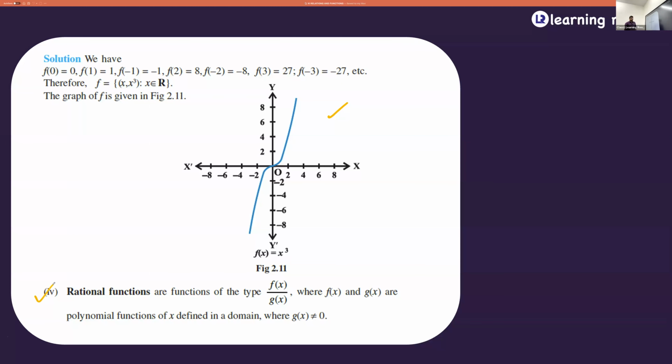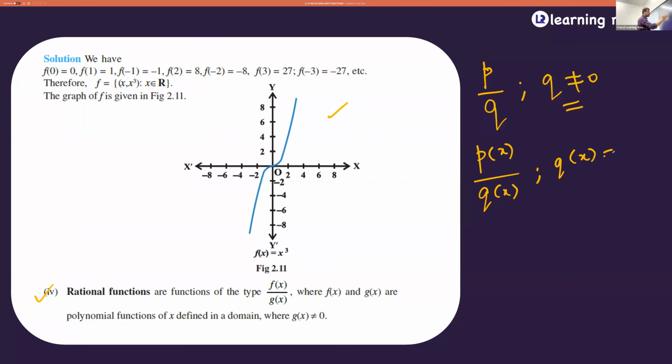So the next type of function that we need to see is a rational function. So you know what is a rational number? A rational number is basically of the form p by q, where q is not equal to 0. At the same time, p and q are integers. But when it comes to rational functions, the only difference is this p by q is converted to p of x divided by q of x, where q of x is not equal to 0. And an important point to be noted here is p of x and q of x are polynomial functions.